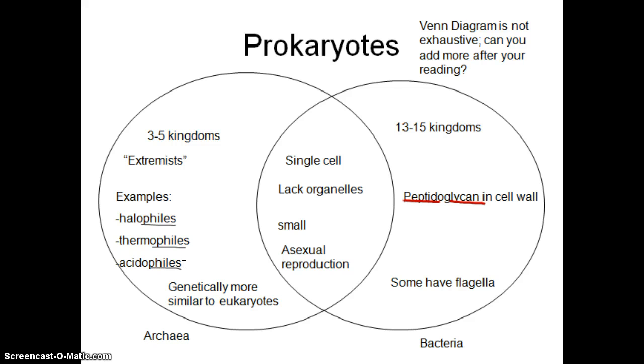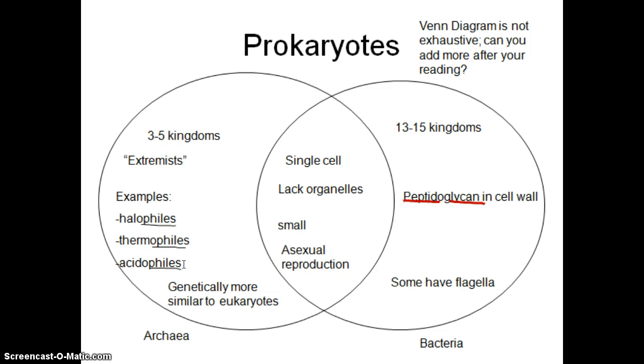Genetically, they're really most similar to us, which is kind of funny because most people think that bacteria would be similar to us, but archaea is actually most similar to eukaryotes. As far as classification is concerned, there's 3 to 5 kingdoms for archaea, whereas in bacteria there's 13 to 15. Similarities clearly are that they are prokaryotes, meaning that they're single-celled organisms.